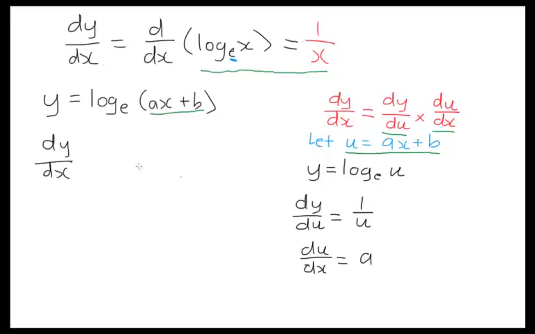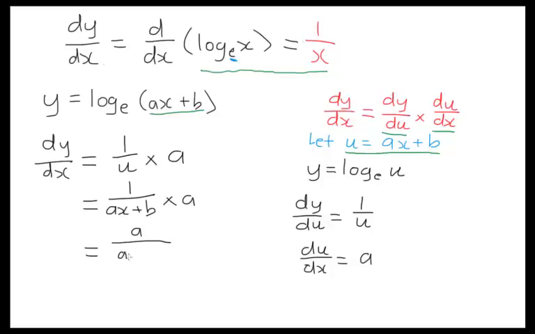Now we have all the parts we need to rewrite our derivative. The derivative of y with respect to x is now 1 over u times a. And of course we're going to unsubstitute our u back to being an x. We don't want to leave it as u. So we get 1 over ax plus b times a, or more simply, a over ax plus b.